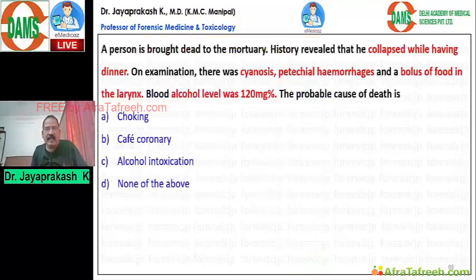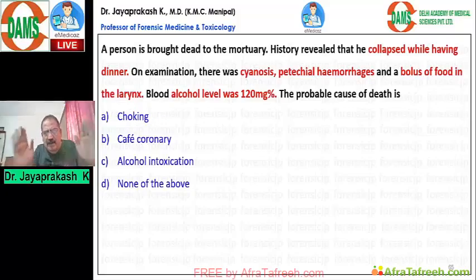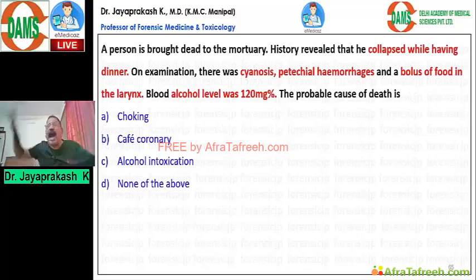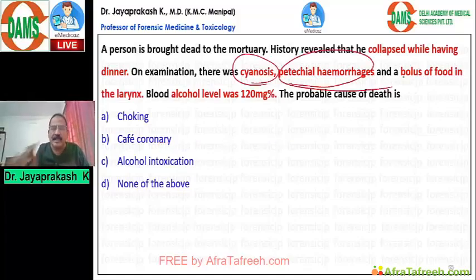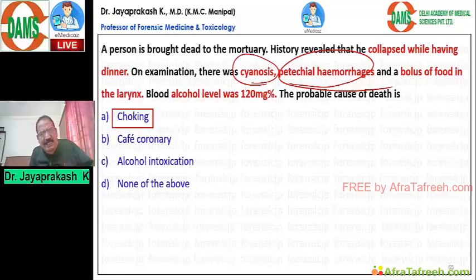Okay. Now here you see, most of the students say that the answer is cafe coronary, but remember, in cafe coronary there are absolutely no signs of asphyxia. To say cafe coronary, for example, I just take food, suddenly I collapse, I die. Finish. No signs of asphyxia. But here, signs of asphyxia are there. So it is not cafe coronary. Here the answer is, what in the eyes? Petechial hemorrhages. Petechial hemorrhages are a general sign of asphyxia.